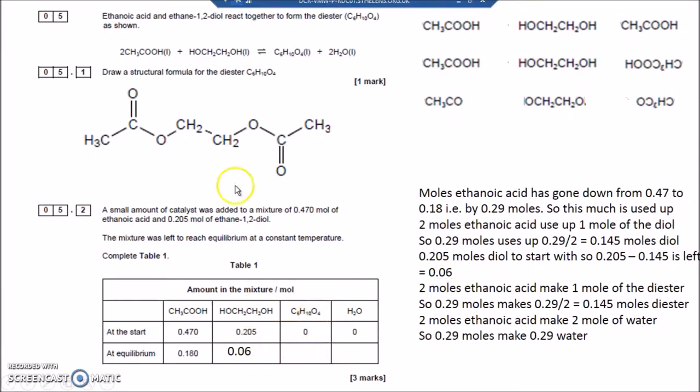How much of this is made? Well, every time 1 mole of ethane 1,2-diol reacts, I make 1 mole of my ester. So how much of this has been reacted? 0.145 moles of this has been reacted, has been used up, so I must make 0.145 moles of this. Every time I make 1 mole of that, I make 2 moles of water, so if I double this, 0.145 multiplied by 2 gives me 0.29 moles of water.